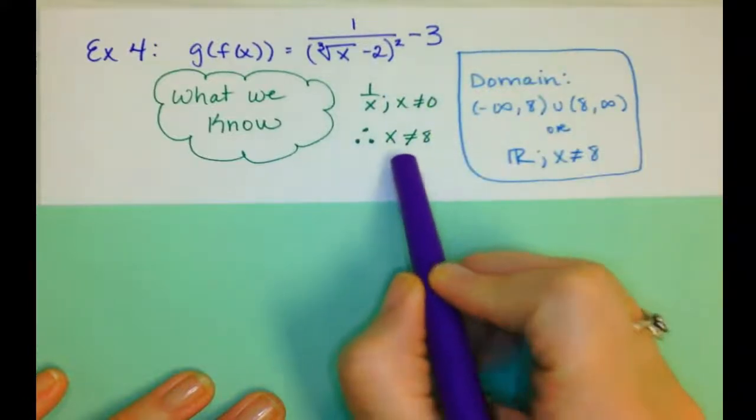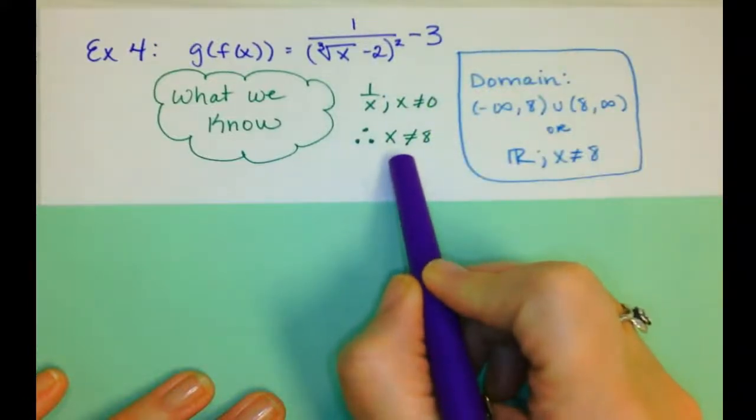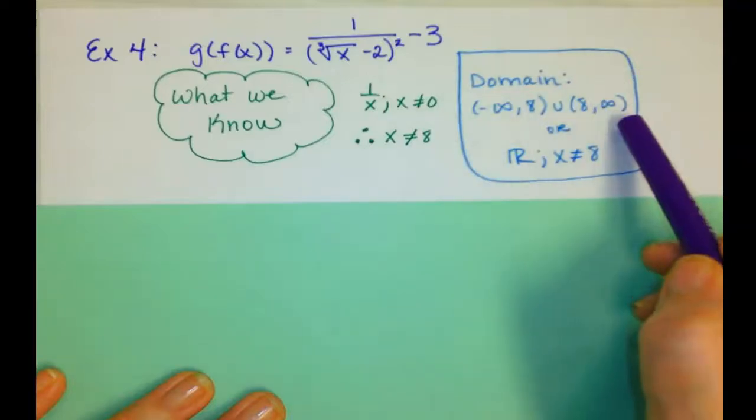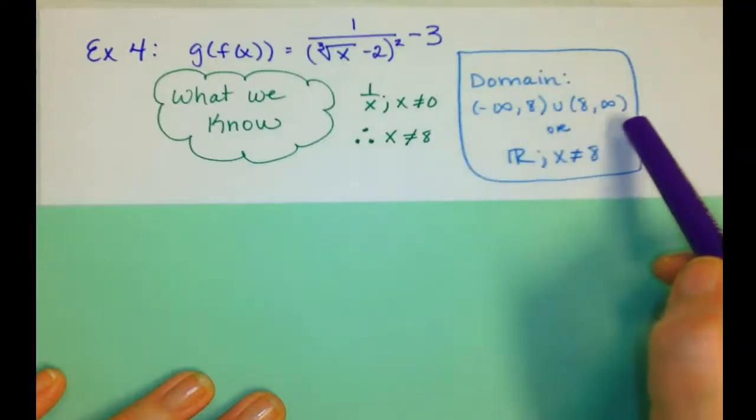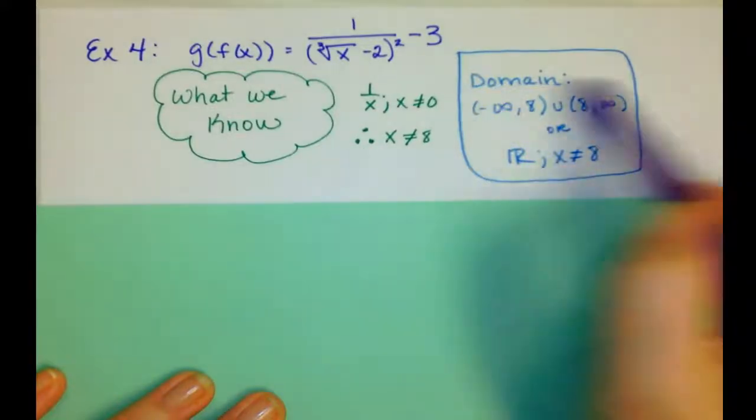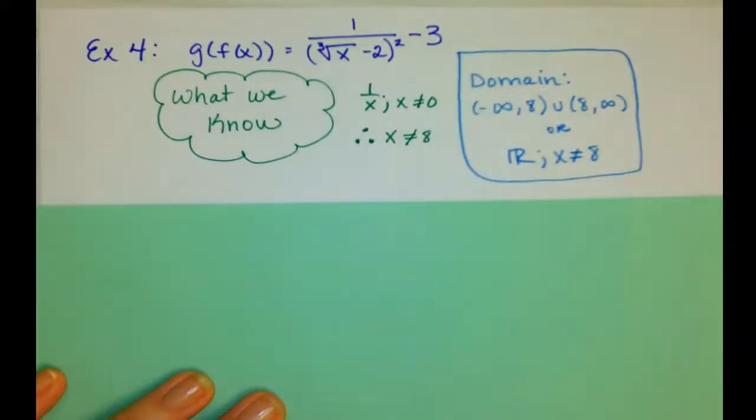So what that tells me is the only value that won't work on this particular problem is when x tries to be 8. So we're going to exclude that from the domain, and we're going to go from negative infinity to 8, skip over 8, and go to infinity. It's always kind of interesting when you've got 8s and infinities going on in the same problem.